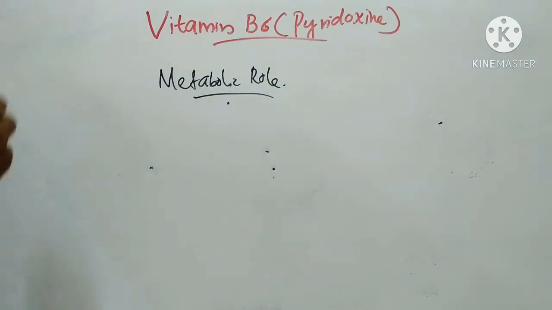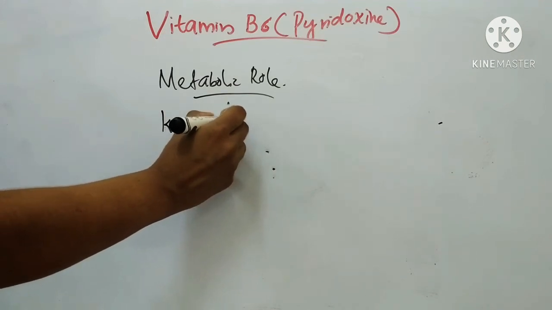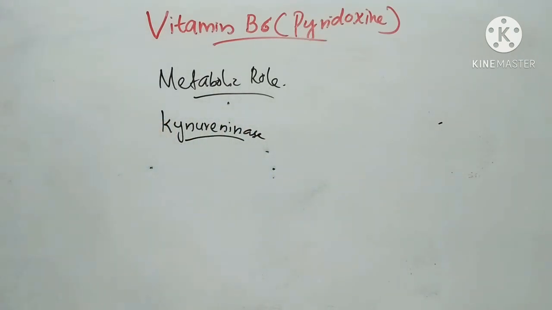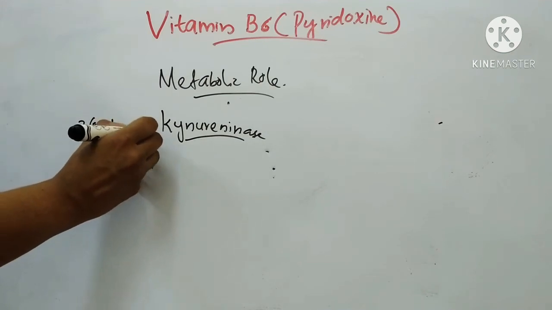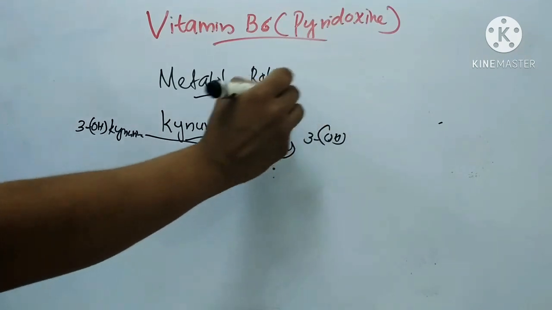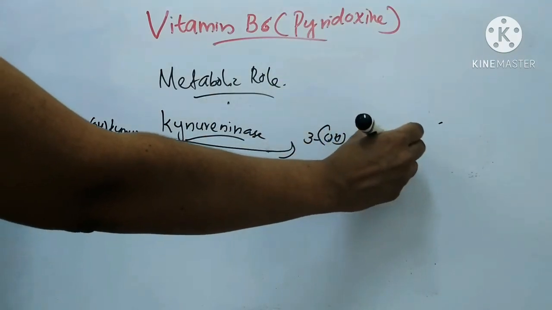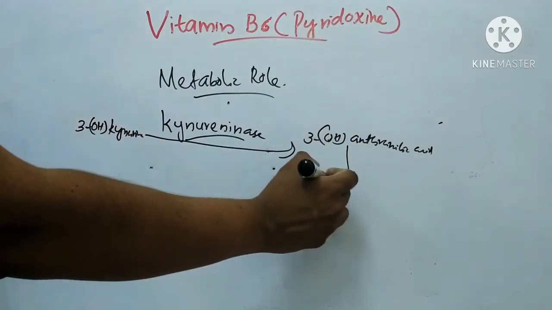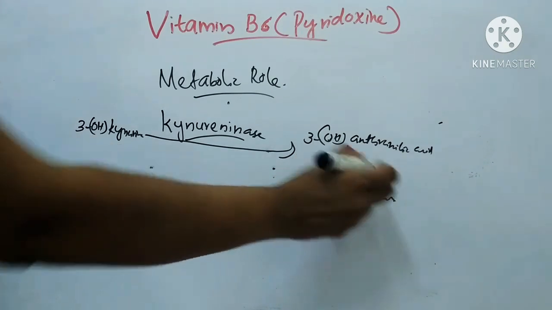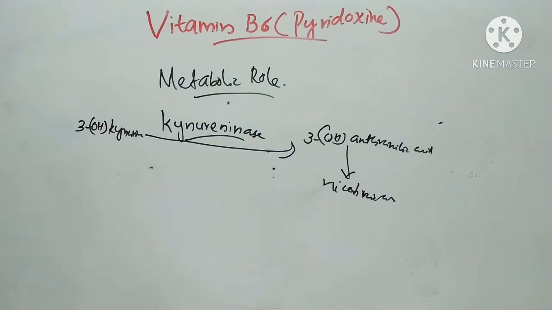Next is coenzyme for kynureninase. In tryptophan metabolism, pyridoxal phosphate acts as a coenzyme for the enzyme kynureninase, which converts 3-hydroxykynurenine to 3-hydroxyanthranilic acid. This ultimately forms nicotinic acid. Thus in B6 deficiency, niacin synthesis from tryptophan does not take place.